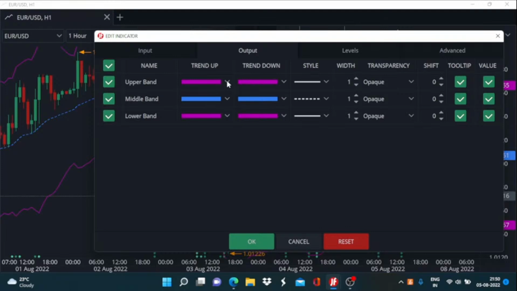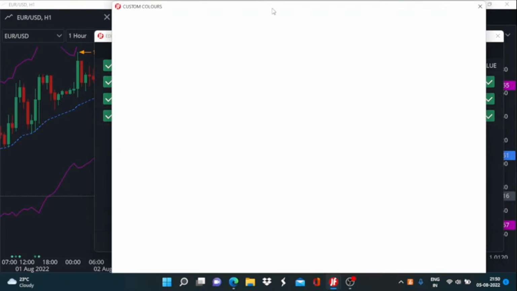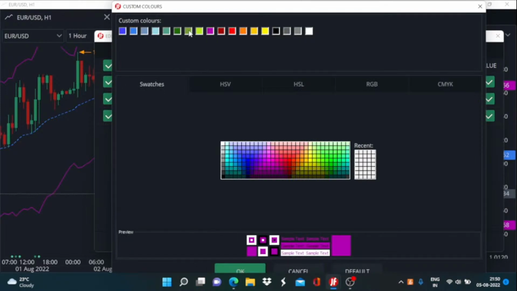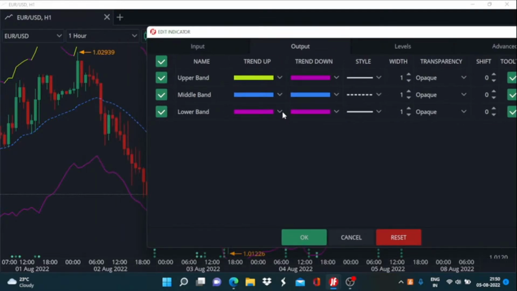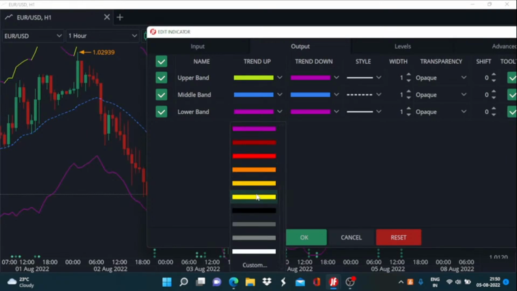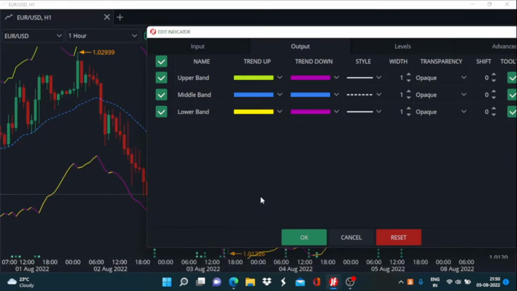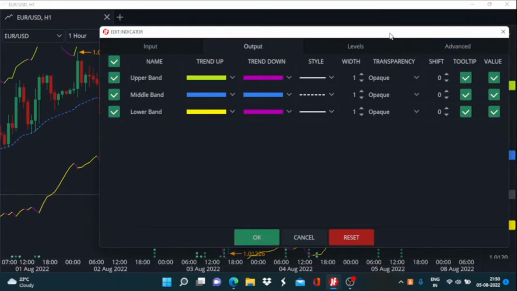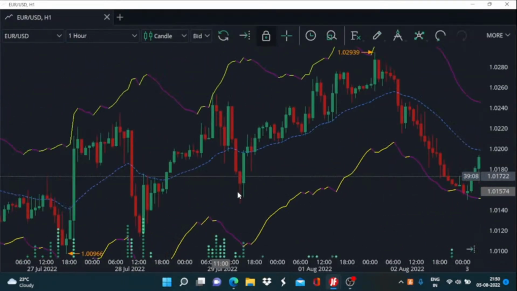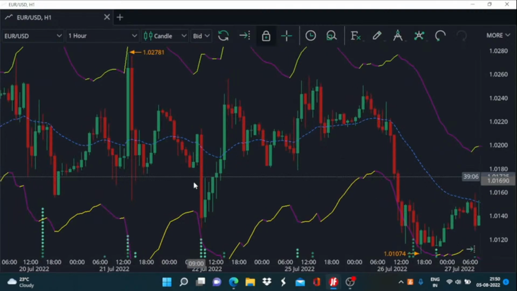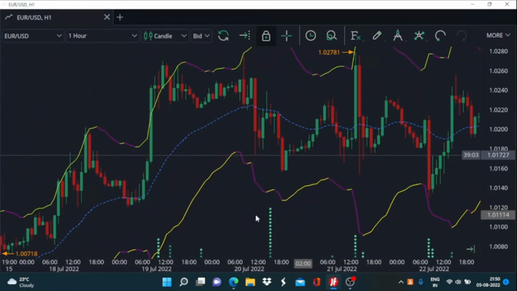Now trend up and trend down. So we have these coloring options available. I have opted for a different color combination for the trend up setup, and for the trend down we keep the same setting in place. For the lower band, another version, so we can identify these trend changes quite easily. So we have these two different color combinations in place.